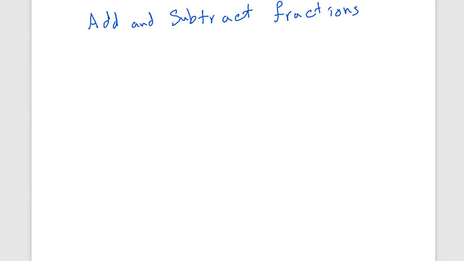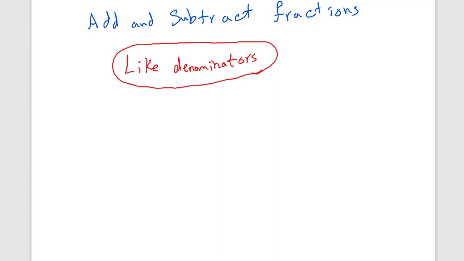Now we will move to addition and subtraction. Add and subtract fractions. When you add or subtract fractions, you need to have like denominators. If you don't have like denominators, you should do something to be able to add or subtract the fractions. Okay, let's take some examples here.